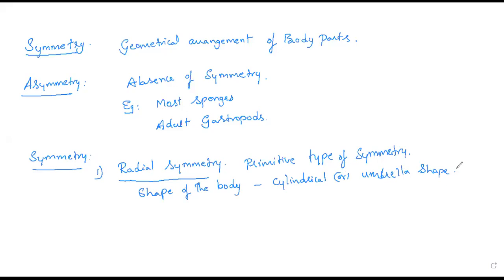So the animal can be cut into two equal halves passing through the oro-aboral axis. They will be asking you only examples of this one. Example is cnidarians. All the cnidarians exhibit radial symmetry. Ctenophores and adult echinoderms. So these are the examples of radial symmetry.